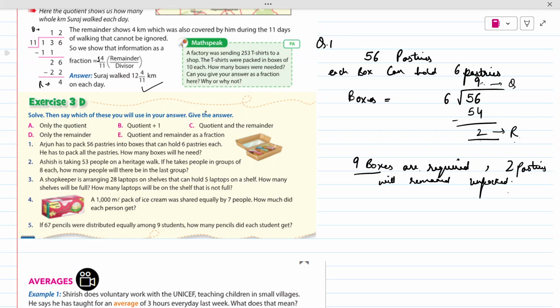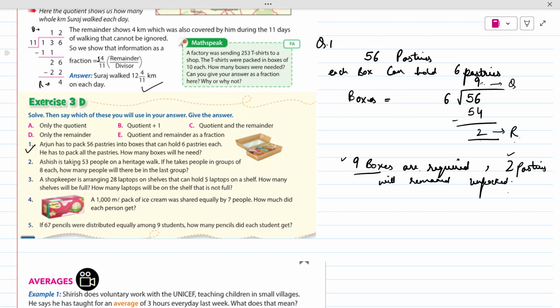Okay, so now the thing we also have to tell is whether we are using only the quotient plus 1, quotient and remainder, only the remainder, or quotient and remainder as a fraction. In this case, we are using the quotient here, right? And also we are using the remainder here, right? So this is how we are solving this. So the first one is done.